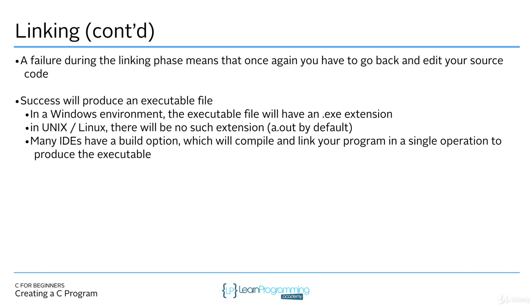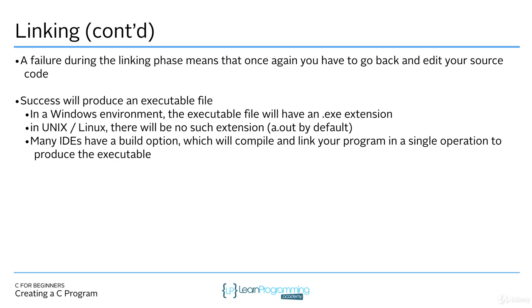Success. If you're done compiling successfully and you're done linking successfully, that will produce an executable file. In a Windows environment, the executable file will have a .exe extension. In Linux, it will just have by default a.out. You can change the name of a.out to something more meaningful by issuing an option along with the compiler command.